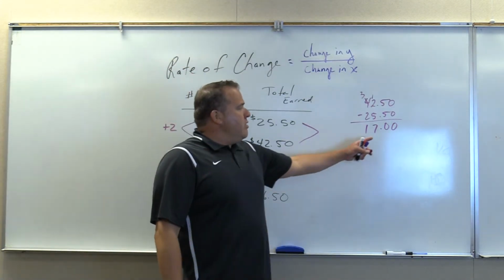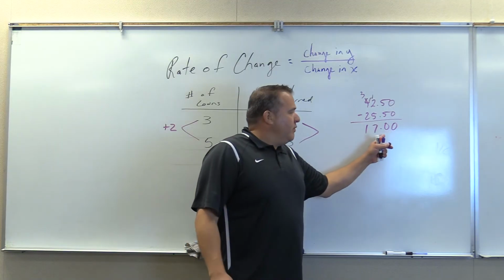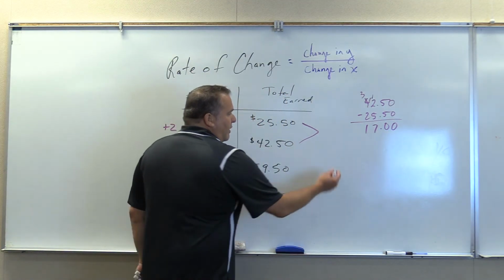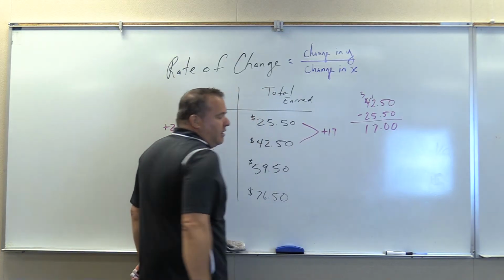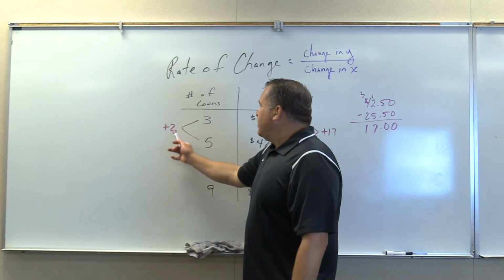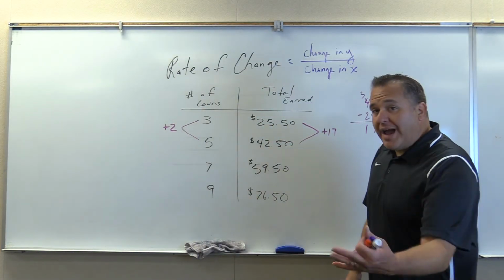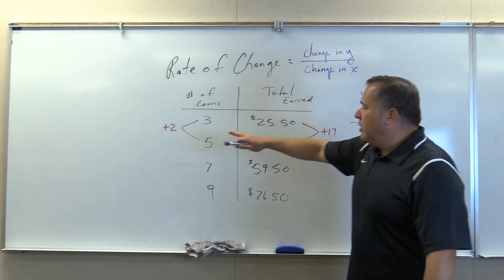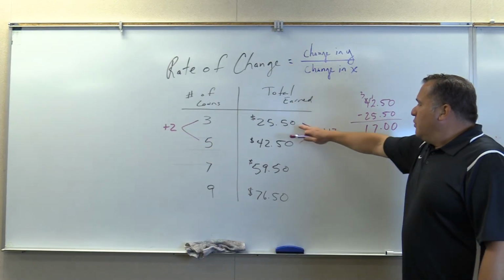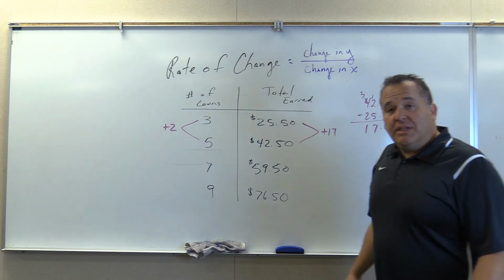Now, when you get $17, make it easy on yourself. You really don't need the 0.00. You don't need to change if there's no change there. So you're adding 17. Now, the change in X is 2 because you're adding 2 lawns. And then over here, when you mow 2 lawns, you're going to get $17.